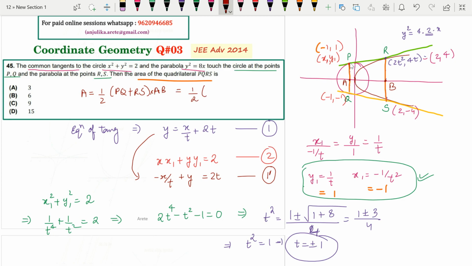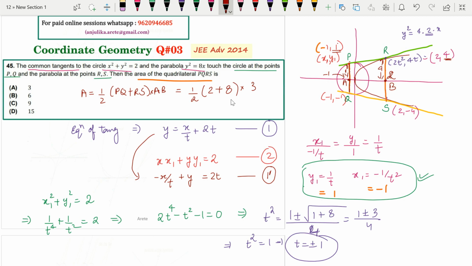What is PQ, the length? The y coordinate is 1, so this distance is 1. The complete distance would be 1 plus 1, that's 2. For RS, you know the y coordinate is 4, so this distance is 4, and 4 plus 4 would be 8. And AB is the distance between the x coordinates. The x coordinate here is 2, and the x coordinate here we got to be minus 1. So the distance between them is 2 plus 1, that's 3.